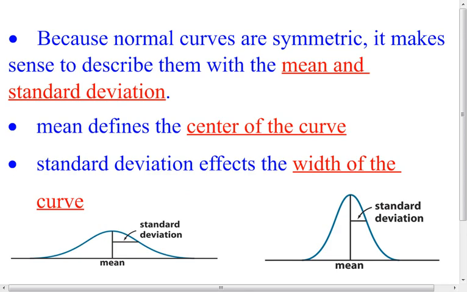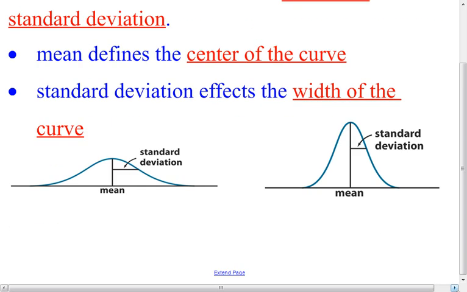Okay, because a normal curve is a symmetric curve, it makes sense to describe it with the mean and the standard deviation. The mean describes where the center is, and the standard deviation affects the width of that curve. So here's what I want you to notice.